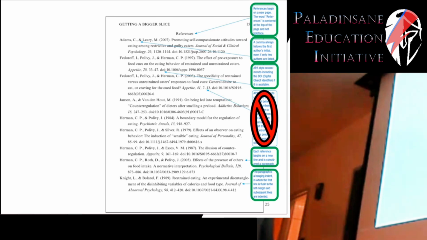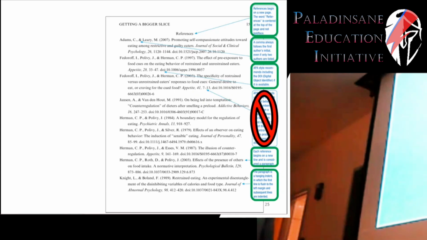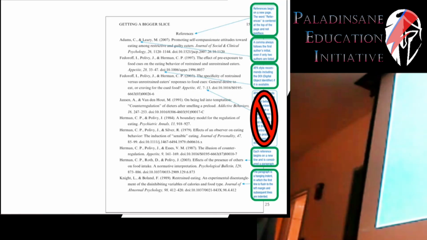And then when you list your references, when you list the 6 references that you have, they're listed in order of that first author. So you can see here it goes Adams, and then it goes Fedorov, and then it goes Jansen, and then it goes Herman, and then it goes Knight. So it's listed in order of your first author.